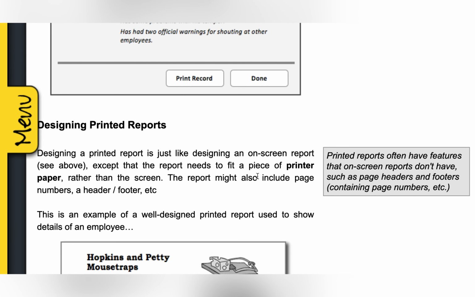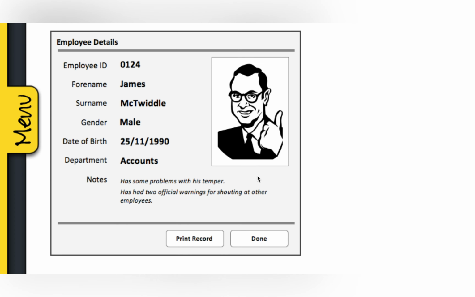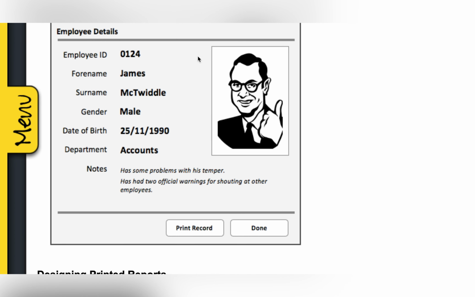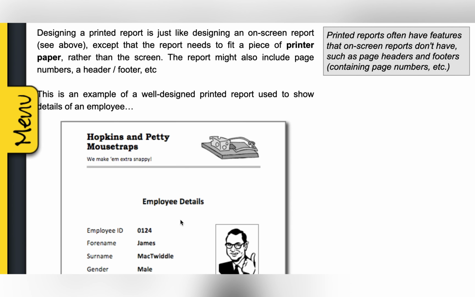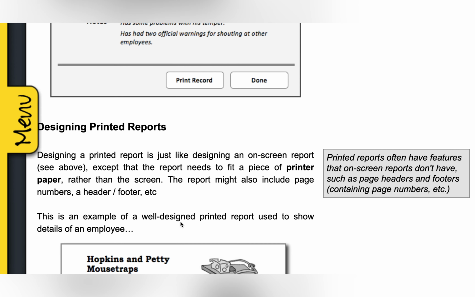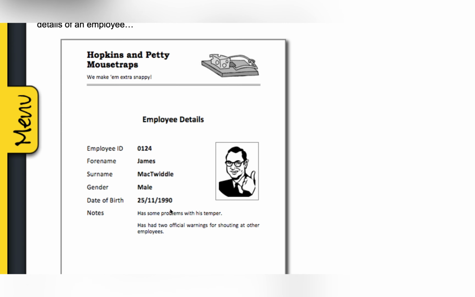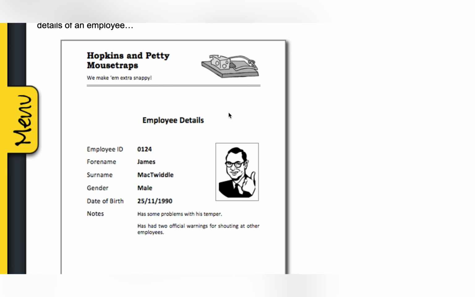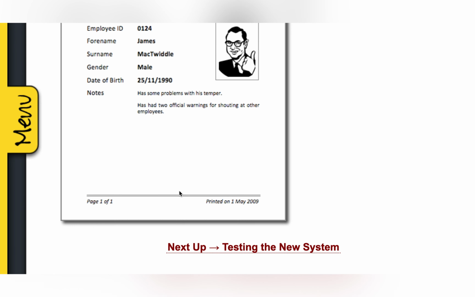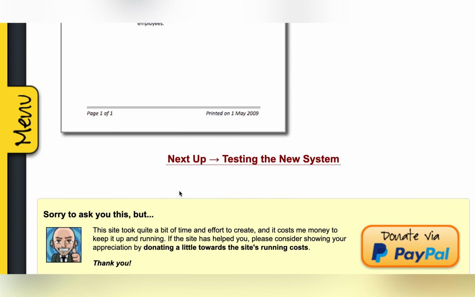Now designing a printed report. This on-screen report brings all the information out for you on the screen. But for a printed one, designing a printed report is just like designing an on-screen report, except that the report needs to fit on the piece of paper from a printer. So when you design this, it has to be able to fit. You check the preview and make sure it fits on the printed paper, and you'll be able to print.